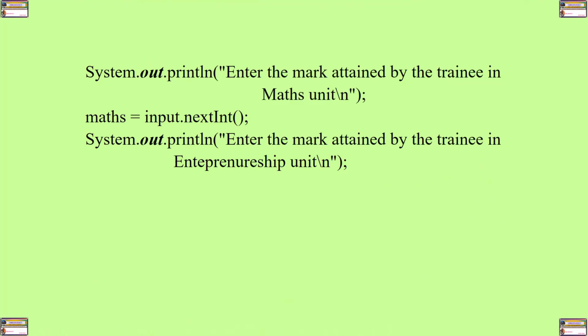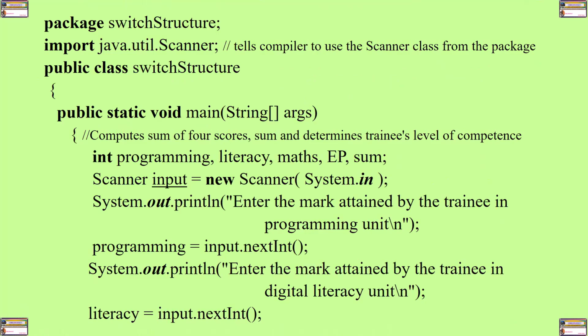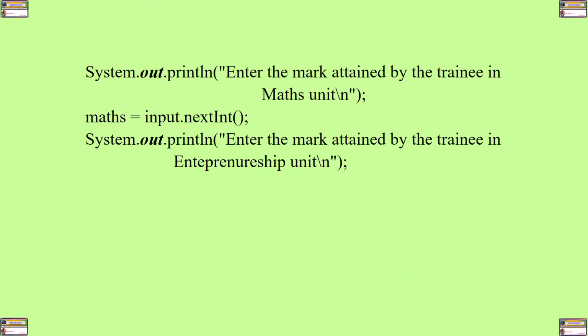Once that is done, the processor will move on and prompt the user to enter the mark attained by the trainee in entrepreneurship unit. Once that is done, that value will be read and stored in its memory location. Then the next is to prompt the user to enter a value for months. The value will be read and stored in the memory location called months. And then the program will prompt the user to enter the mark attained in entrepreneurship.